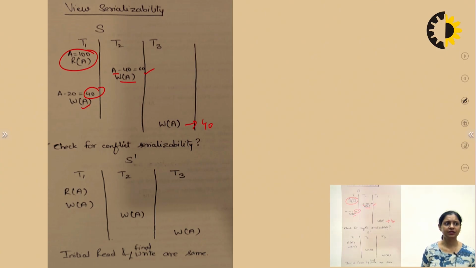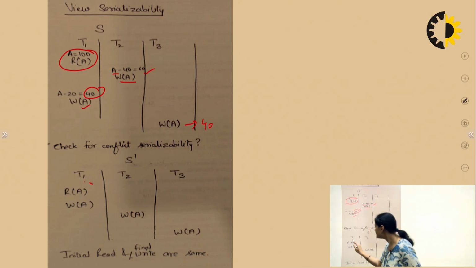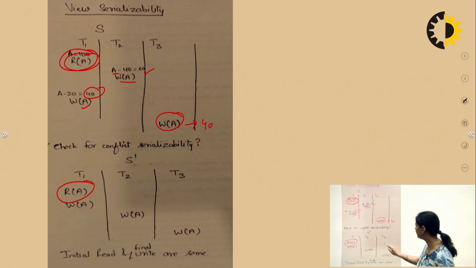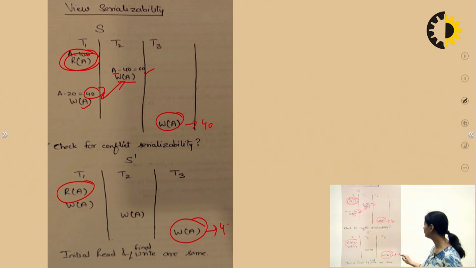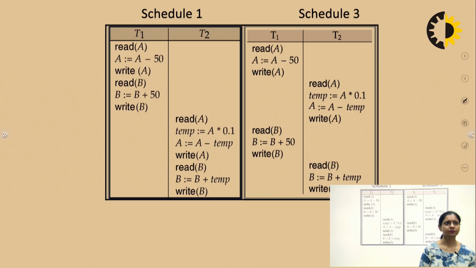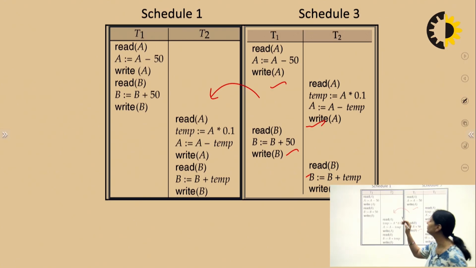When we check for view serializability, we see that the initial read is the same as the initial read here. The final write is the same as the final write here. Both the writes, even if they are swapped, the final value of A written would still be 40, and hence this is a view serializable schedule. If we look at these two schedules, schedule 1 and schedule 2, both are conflict serializable schedules, because this schedule is not a serial schedule, but it can be transformed to a serial schedule in this manner.